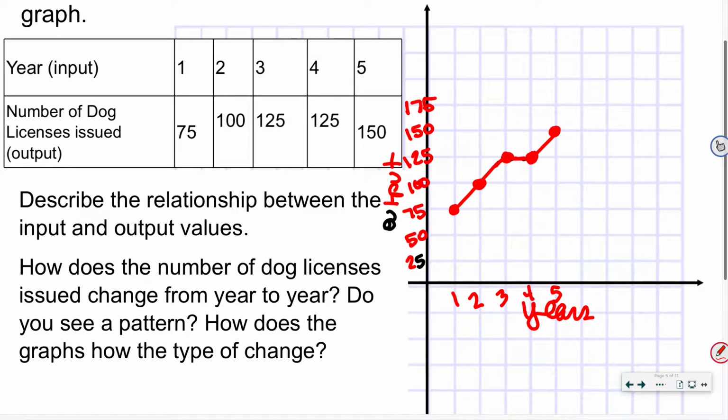Well, I'm given one value, right? For the first year, 75. For the second year, 100. For the third year, 125. For the fourth year, 125. And the fifth year, 150. It's not like all of a sudden I said in year 6 we have 75 and 125. That would be a problem. That would not be a function. This is a function. Even though 2 of the years had the same amount of dog licenses, it still represents a function, as long as we don't have the same input.